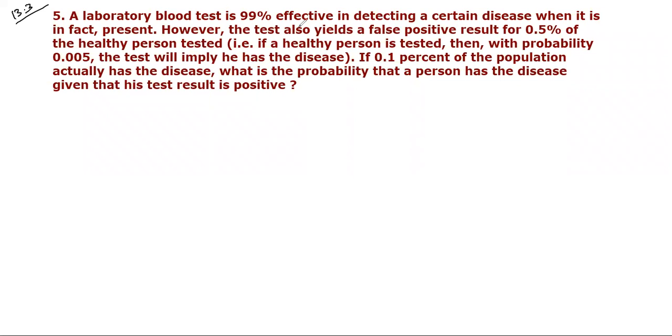Our laboratory blood test is 99% effective in detecting a certain disease when it is in fact present. When a person has the disease, the test is positive with 99% detection. So event A we will write later on, because A is the test result, given that the test is positive. Finally, we have to find the result is positive. So first, start from here: 99% actually has disease.